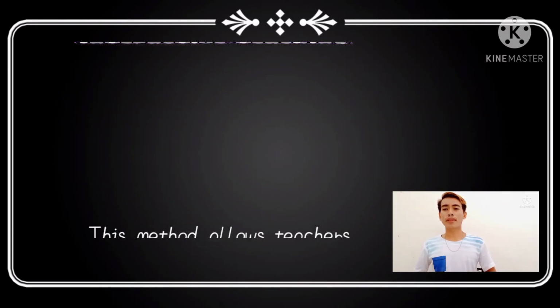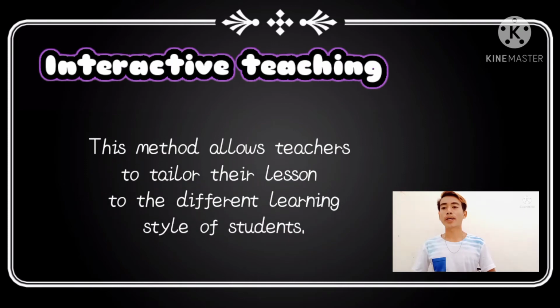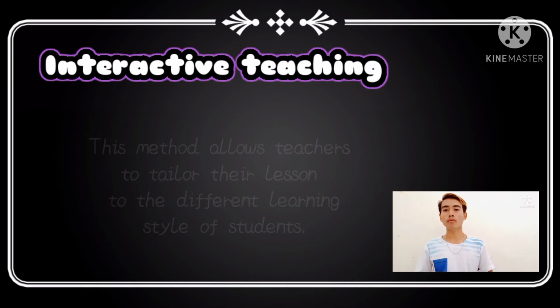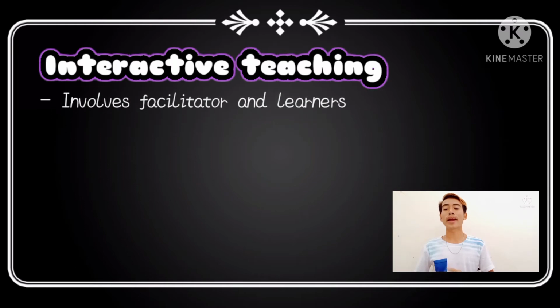This method allows teachers to tailor their lessons to the different learning styles of students. For instance, each student can be given a large flashcard with a word on it, and the students must physically arrange themselves into a proper sentence. Other games can include word puzzles or fun online quizzes. So, the main point of interactive teaching is to involve facilitator and learners.